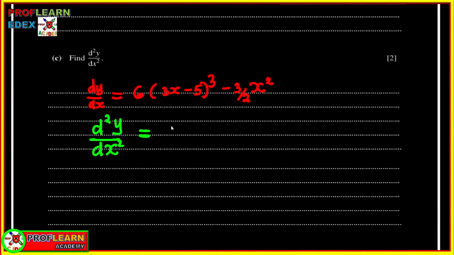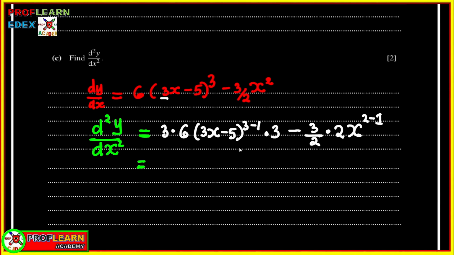Now differentiating this again. These are the kind of questions where I'm insisting you must know how to differentiate and how to integrate. To differentiate this, you take the power 3 and bring it down. So you say 3 times 6, you have brought the power down, then write whatever is in the bracket the way it is, but reduce the power by 1, then multiply again by the 3 that is inside the bracket. The 3 that I'm talking about is the one inside the bracket, the one that I've multiplied on the first expression.